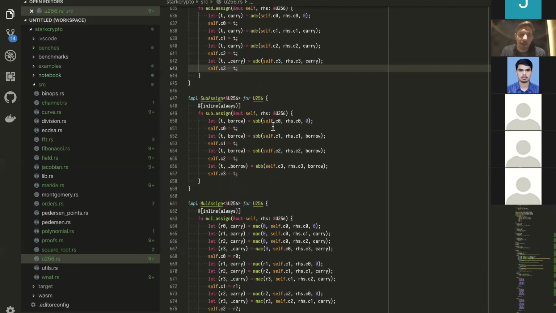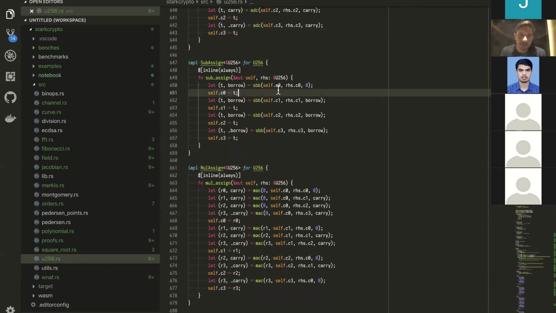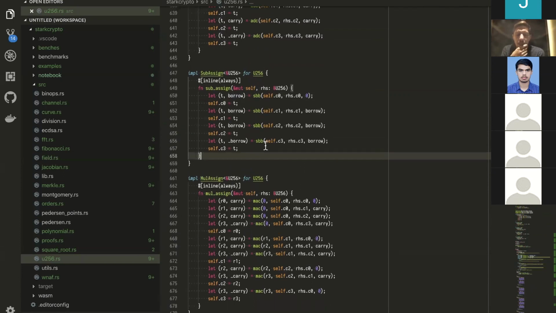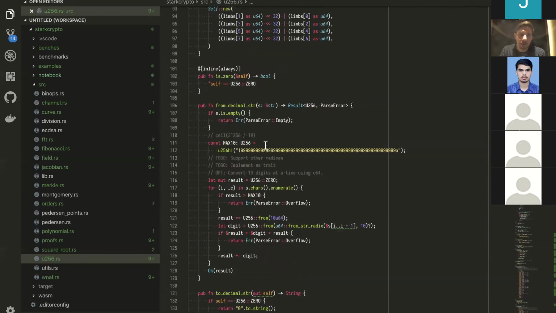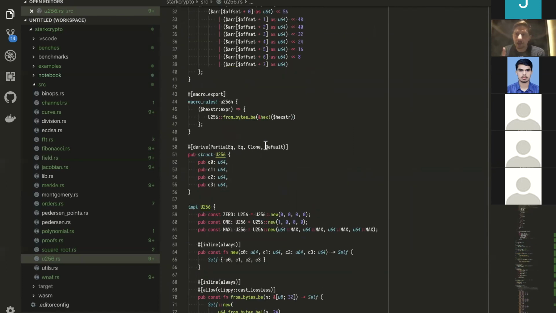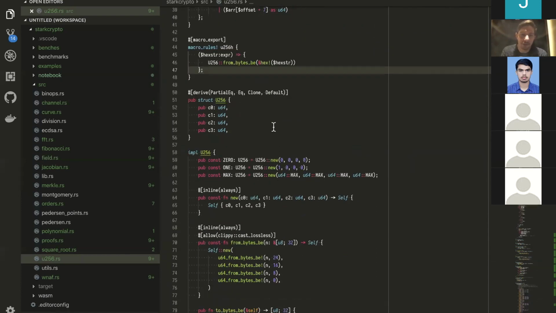That's it. Subtraction is similar, but instead of carries, you have borrows, and you just borrow from the next limb and so on. So that's straightforward. Mind you, we're still just working in 256 bits. We're not working modulo 2 to the power 256. We're not working in our prime field yet. Before you can get to the prime field, you need to have integers that can represent elements of the prime field. So we're just implementing that at this point.